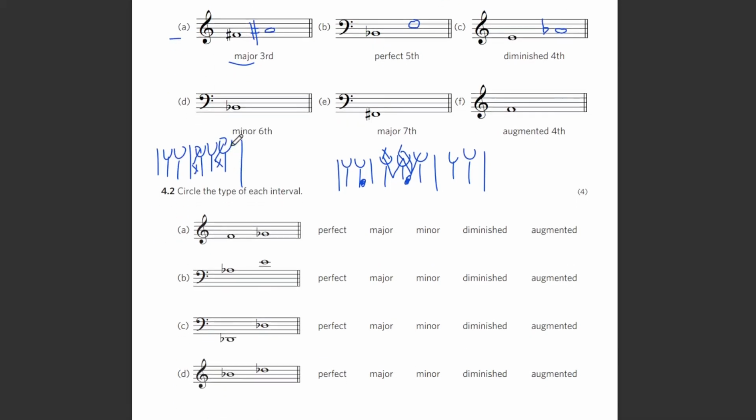So for D, I have a diminished 6th, right? So first find what is a 6th from B. B is 1, C is 2, D is 3, E is 4, F is 5, and G is 6. So I'll go on to G.